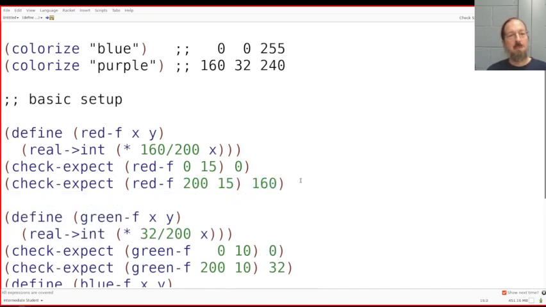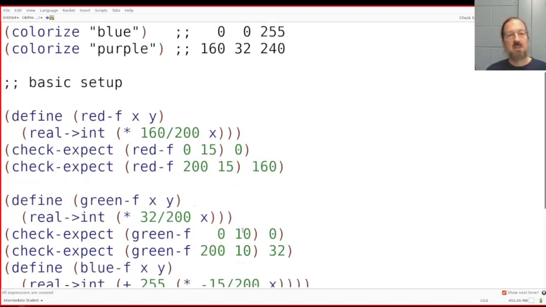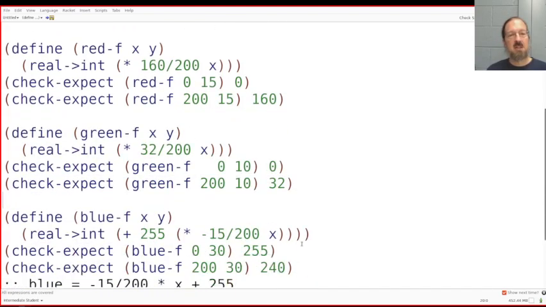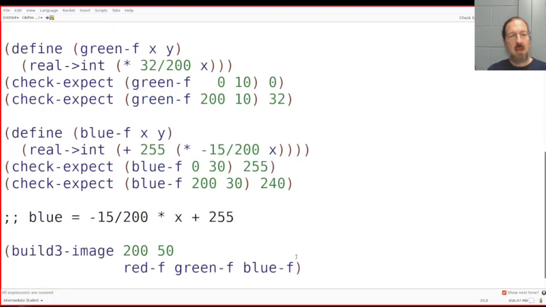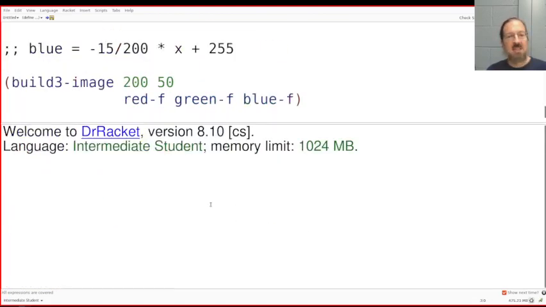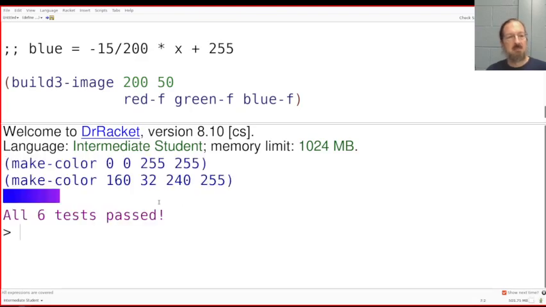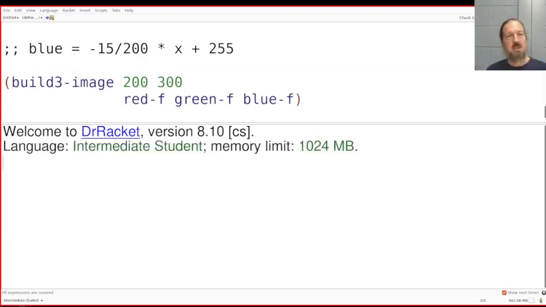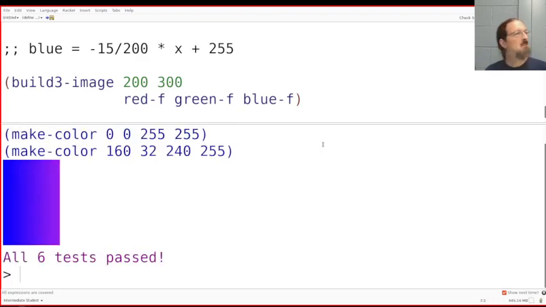Oh well. So there we got the red function, the green function, the blue function, and then at the bottom I've got my build image. Since I think I did this right, I'm expecting all the checks to pass. Hey, how about that? Are there any questions, anything I should make sure to address before people go and try to do some more gradients?